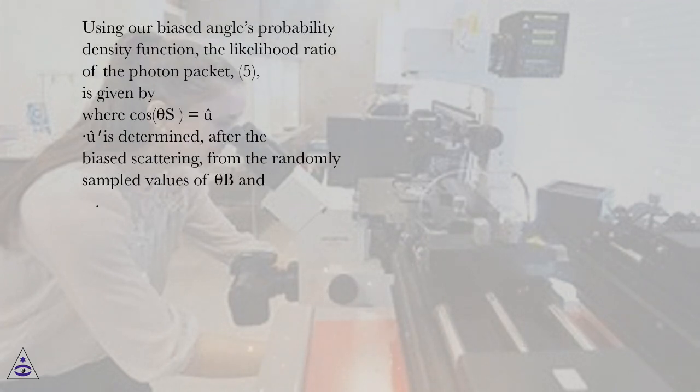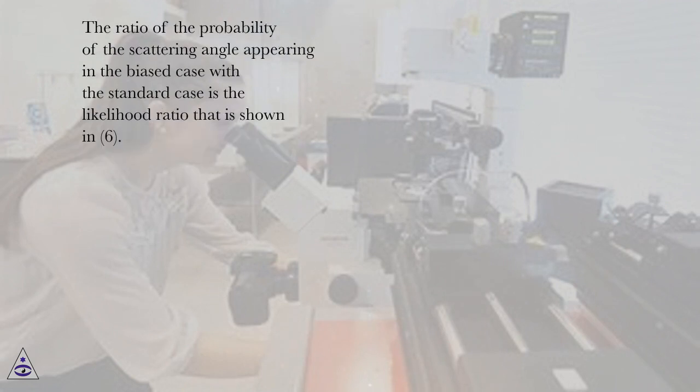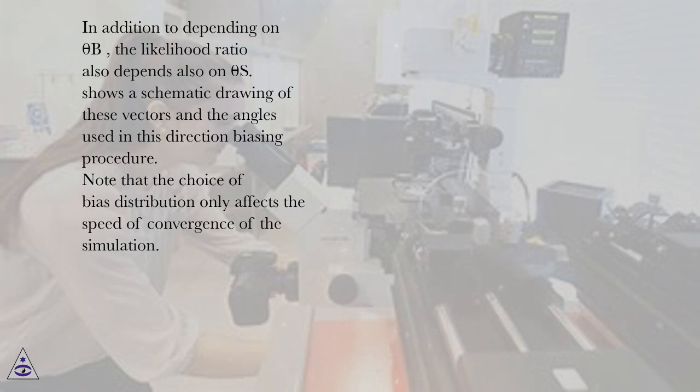Using our biased angle's probability density function, the likelihood ratio of the photon packet, equation 5, is given by where cosine theta s equals U circumflex dot U circumflex prior, is determined, after the bias scattering, from the randomly sampled values of theta b and phi. The ratio of the probability of the scattering angle appearing in the biased case with the standard case is the likelihood ratio that is shown in equation 6. In addition to depending on theta b, the likelihood ratio also depends on theta s. The figure shows a schematic drawing of these vectors and the angles used in this direction biasing procedure.